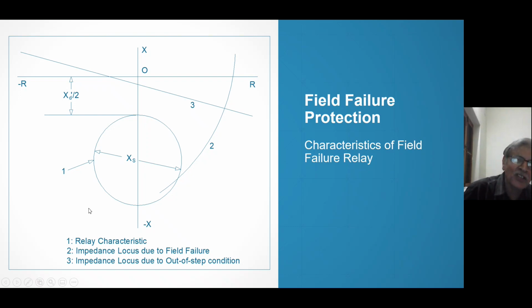So the characteristic is like this. The characteristic is offset. The reason is less technical but more historical, and that was told by my great guru, Dr. Date, that once, at that time, the field failure characteristic was passing through the origin. But at that time, a false slipping occurred, that is loss of synchronism occurred, and the characteristic crossed this field failure characteristic. Therefore, the field failure relay maloperated or operated, whatever you can tell. And therefore, the generator was disconnected from the bus.